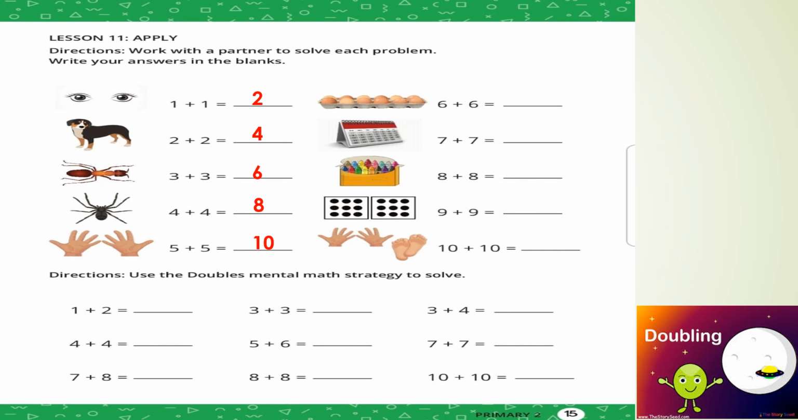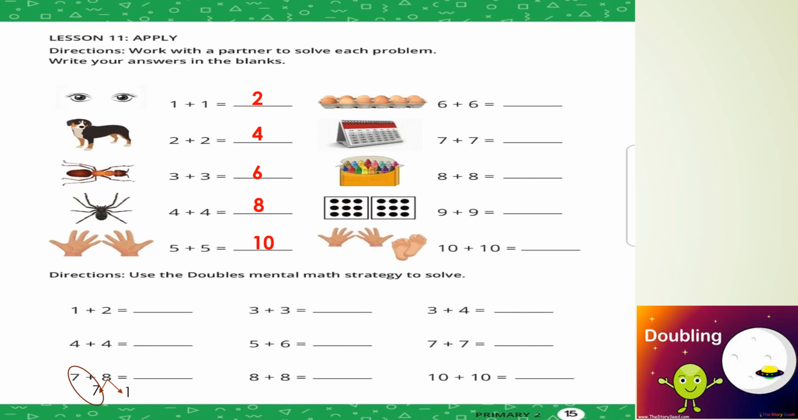The next part, use the doubles mental math strategy to solve. Look here at this question, 7 plus 8. Now I want to solve this problem using the doubles mental math strategy. First, go to the smallest number and ask it, 7 needs what to be double? 7 needs another 7 to be double. So we have to break down 8 into two numbers added together, like 7 plus 1. 7 plus 1 equals 8.